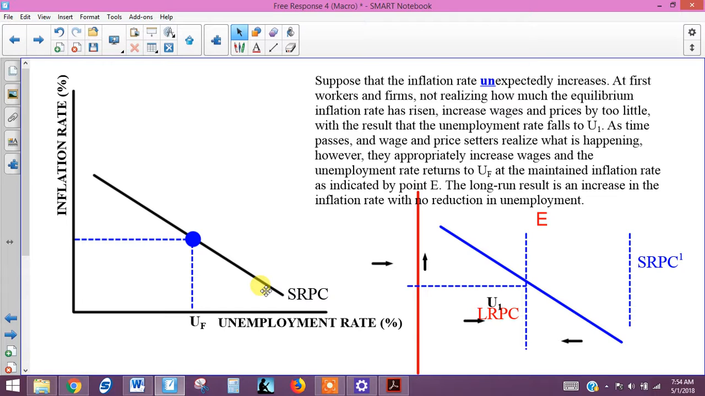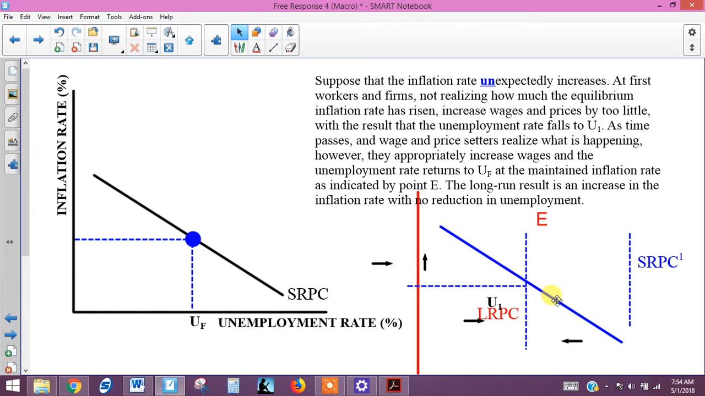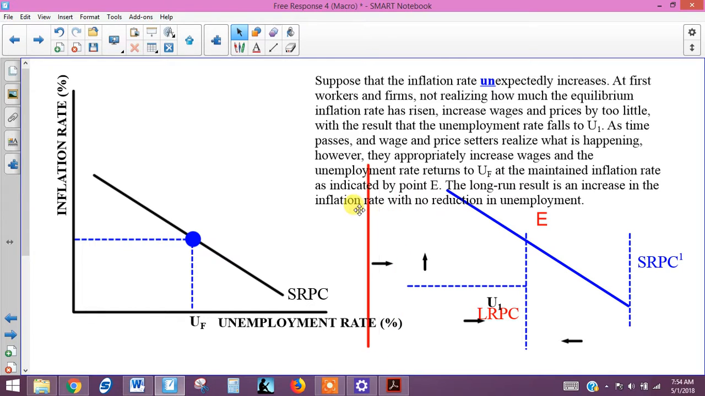Okay, so that's simple enough. The next question is they're asking you, using your graph in part A, show the effect of an increase in the expected rate of inflation. Okay, well the short answer here is you just simply need to show a rightward shift in the Phillips curve, but I want to show why that is. And in order to show why that is, we need to put the long run Phillips curve in, and we're going to put it right here.